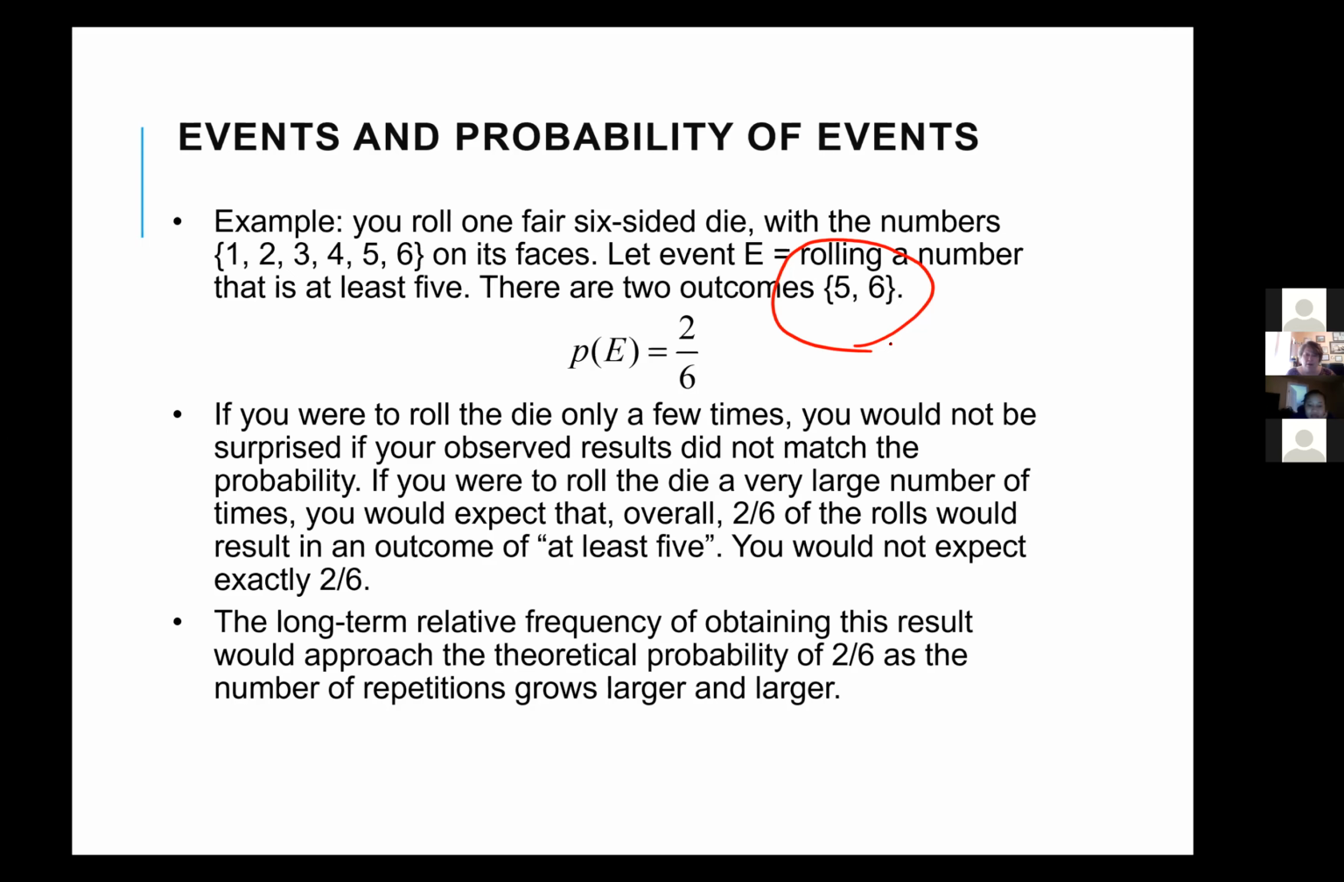So this is called a theoretical probability. When we look at all the possible outcomes of that event and we divide it by the total in the sample space, that is a theoretical probability. You could do an experimental probability by rolling the die multiple times and counting the number of times you get a 5 or a 6.